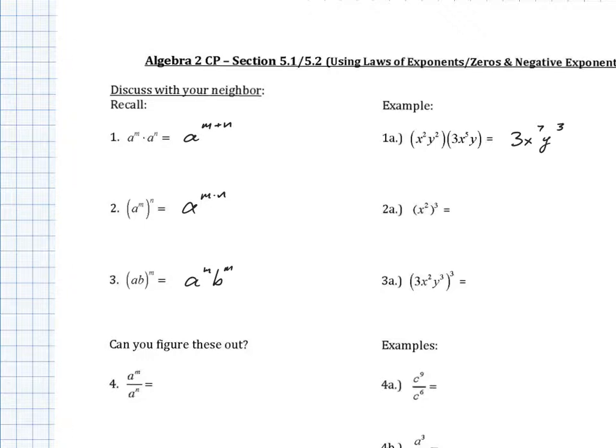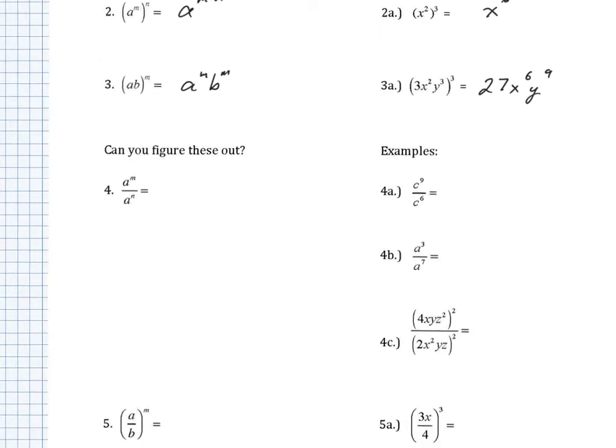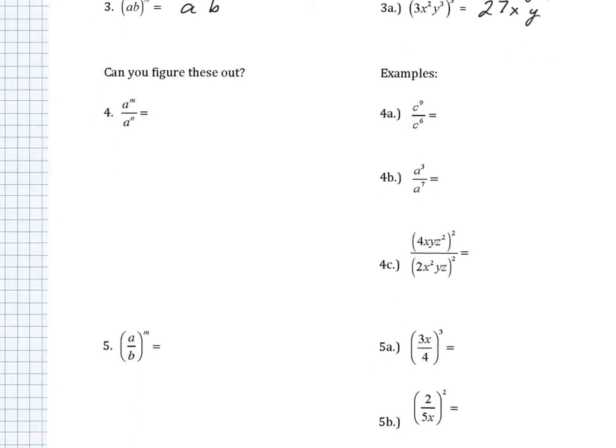Yeah. Okay, so Claire, 2A? X to the 6th. Now this one, people mess up on this one because they forget about the 3. The answer is 27. So it's going to be 27, X to the 6th, Y to the 9th. So we combine all those rules. All right? So let's go ahead and continue.